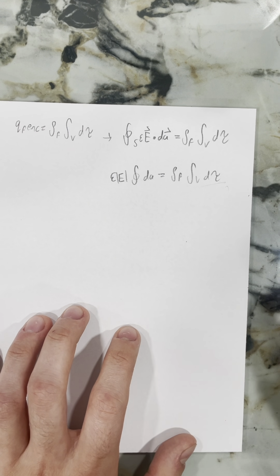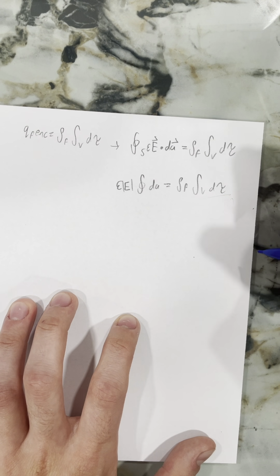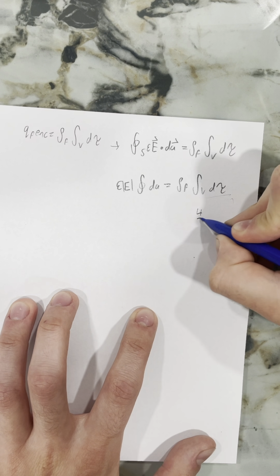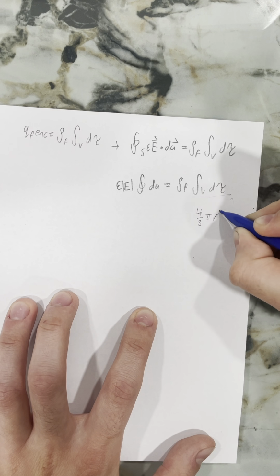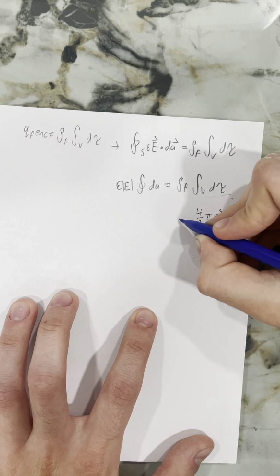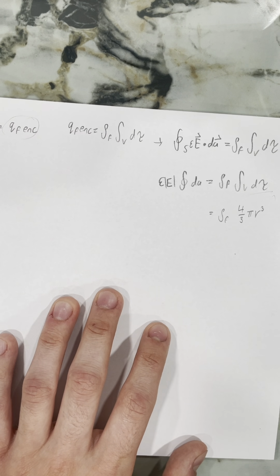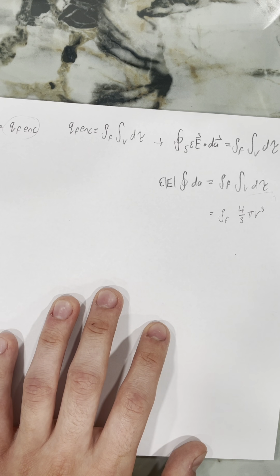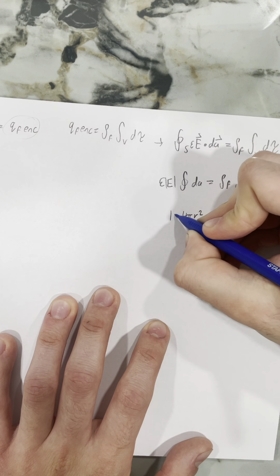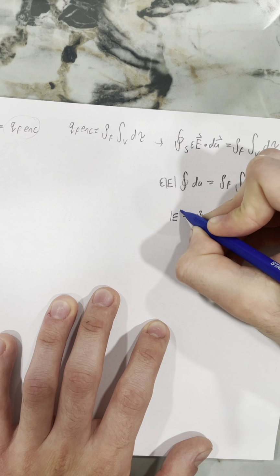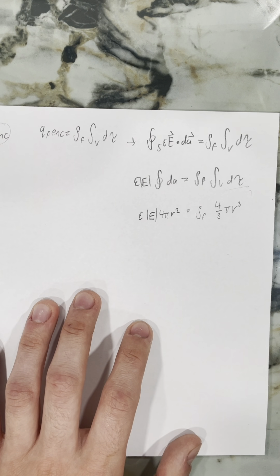And so to solve for this integral on the right side, we know that the volume of a sphere is just equal to 4/3 pi r cubed, and then this multiplied by the volume charge density. And then on the left side, we know that the surface area of a sphere is just 4 pi r squared, and then we still have our electric field magnitude right here, and we still have our absolute permittivity right there.